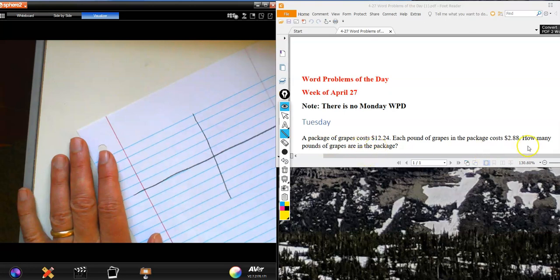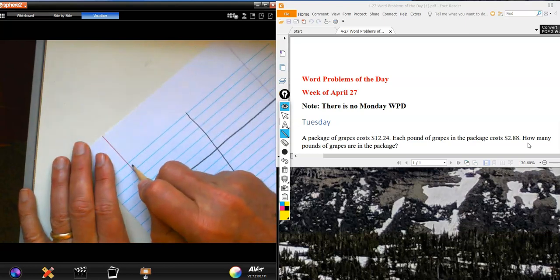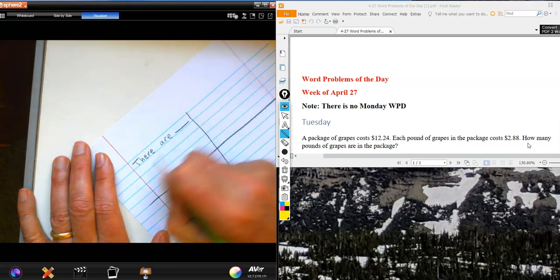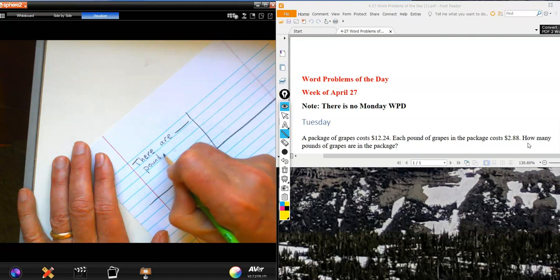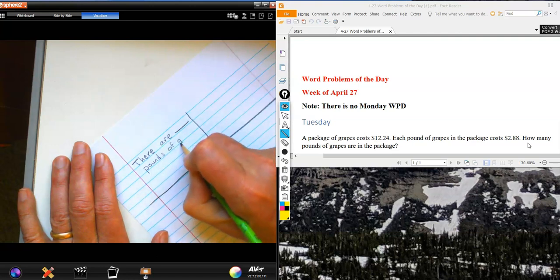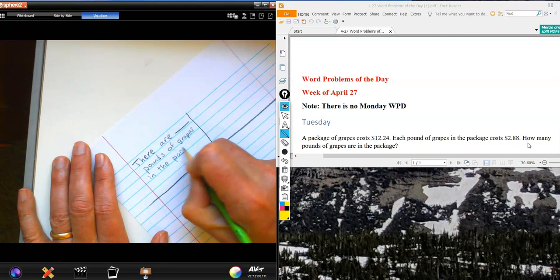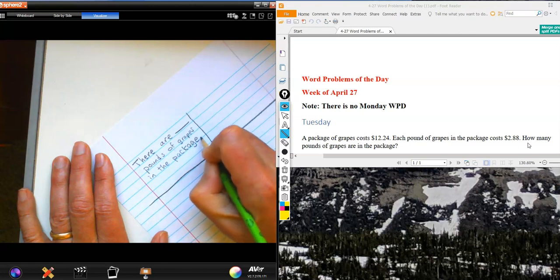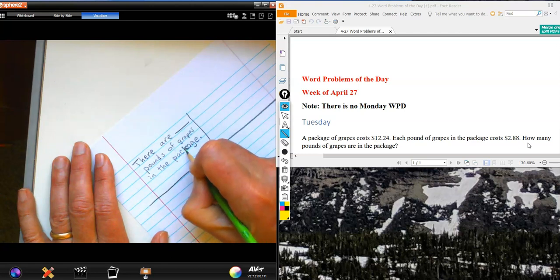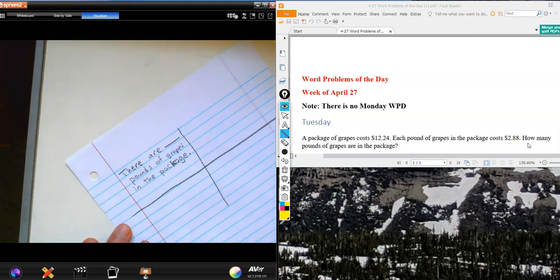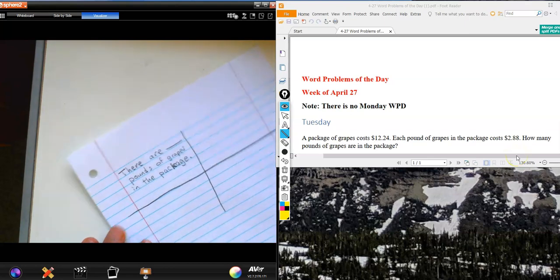So the first thing I want to do is look at my answer sentence. How many pounds of grapes are in the package? So I'll say there are blank pounds of grapes in the package. Make sure you have pounds, grapes, and package, the most important words in that answer sentence. Let's go ahead and look.